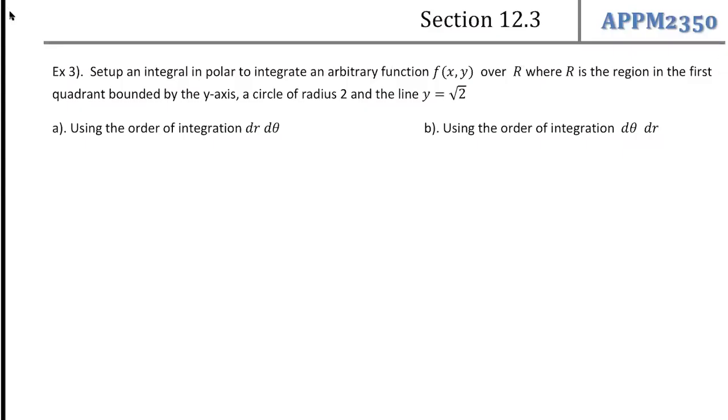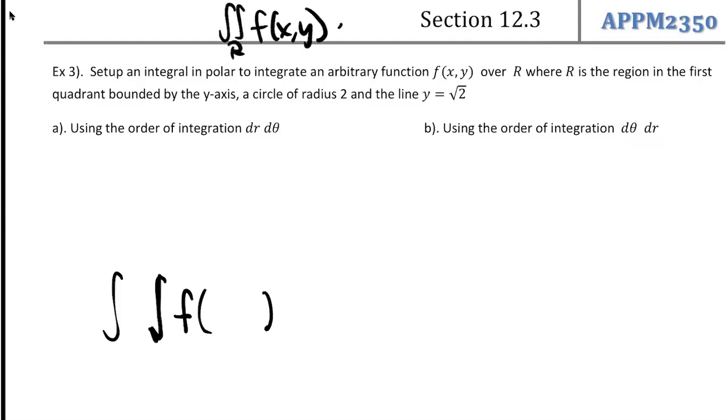Okay, so let's do an actual example of how we can set up an integral in polar coordinates. First, we're just going to start with an arbitrary function, f of x, y. So let's get my double integrals here. We're going to do it two different ways. And my function, we're just going to leave here. Now, f of x, y, and normally we'd have this f of x, y, dA.